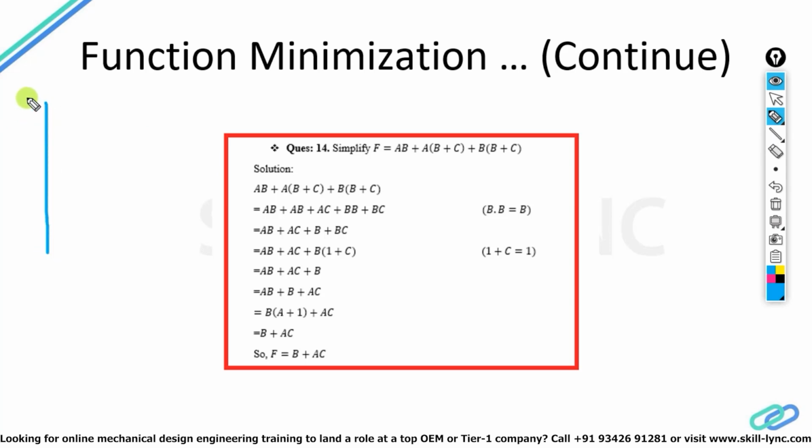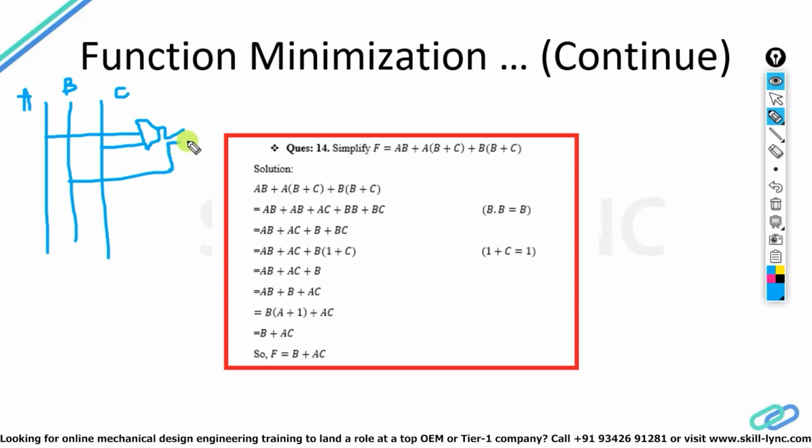just take A, then take B, then take C. Now you want AC, so for A and C you are just taking an AND gate. Okay, and B is there, and the plus sign is there, so you will take an OR gate. So this is the F.